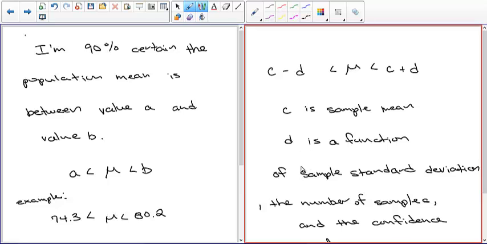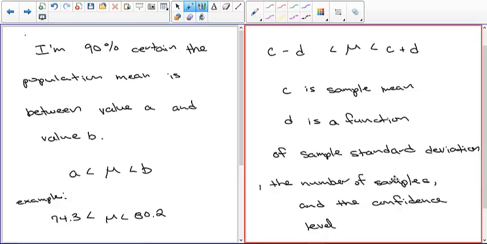So D is a function of the sample standard deviation. This plus or minus thing is a function of the sample standard deviation, the number of samples, and my confidence level. And I'll explain what the confidence level really means later. I'm going to use a general description early, and then I'll use a more specific one later. Okay.